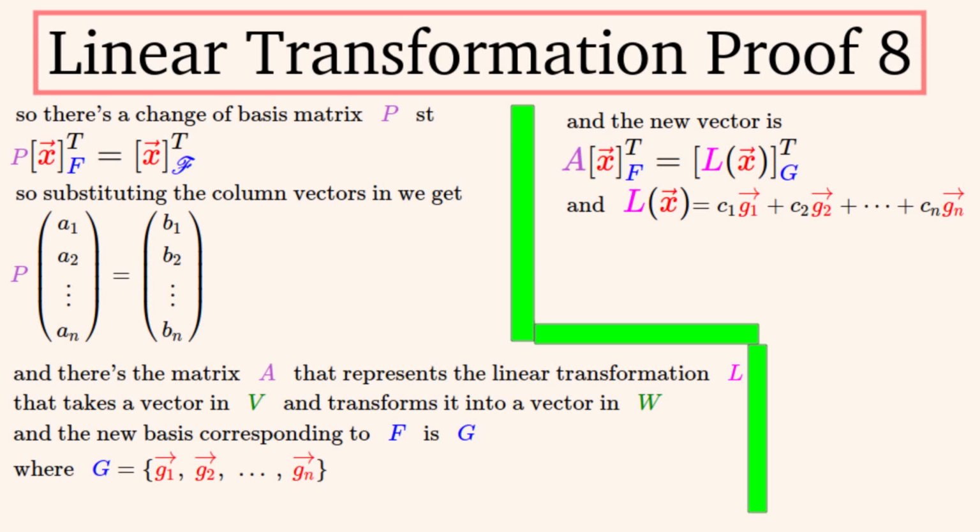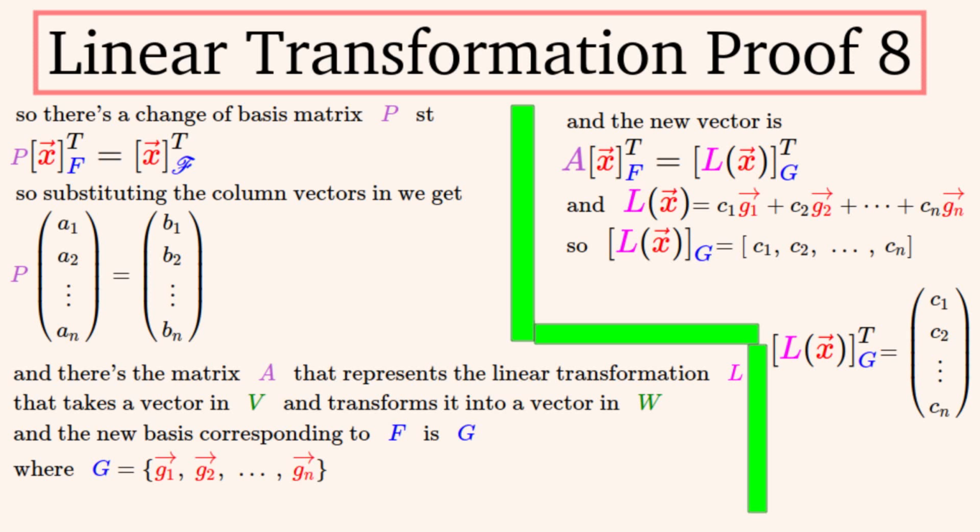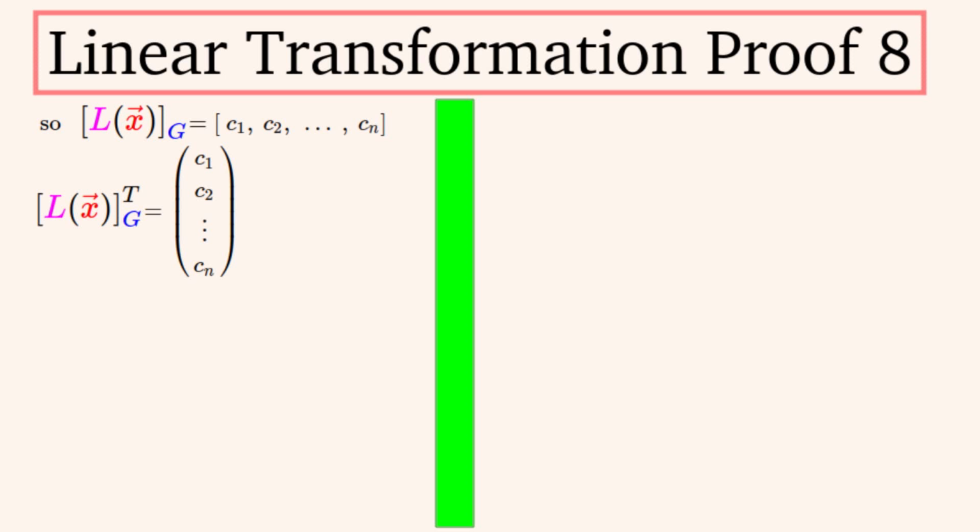Lx is the linear transformation L applied to X, and is itself a linear combination of these vectors in the set G. We can use this bracket operator to get these coefficients of Lx in terms of the basis vectors in set G. And we can take the transpose of this list of coefficients to get this column vector. So I'll just make some more room on the screen like this.